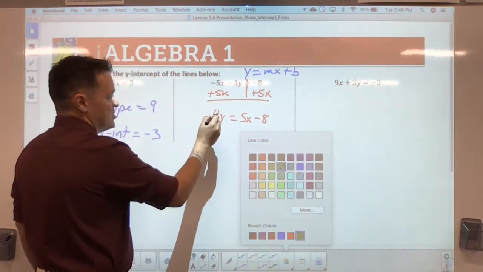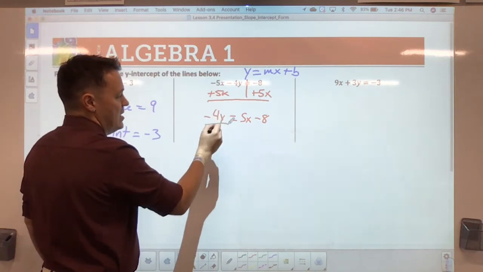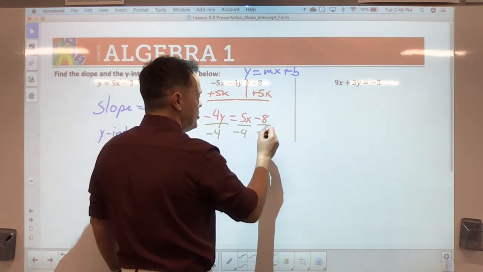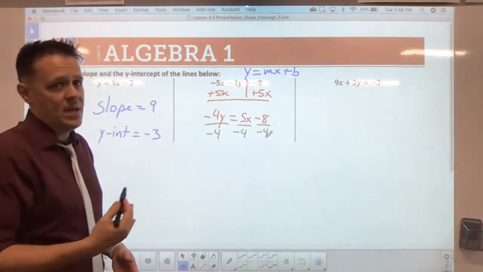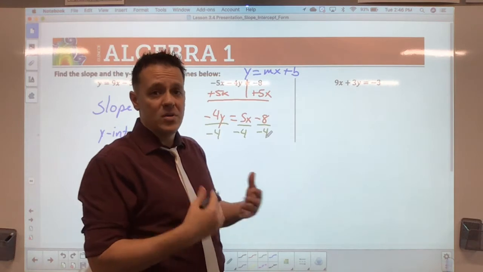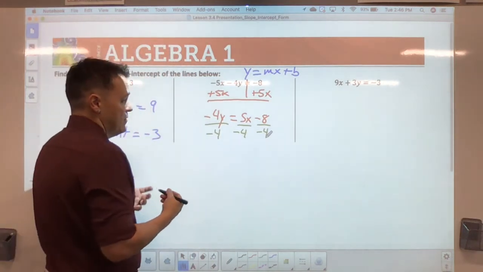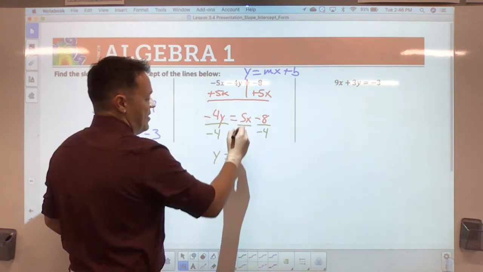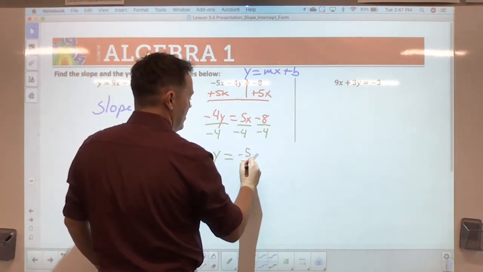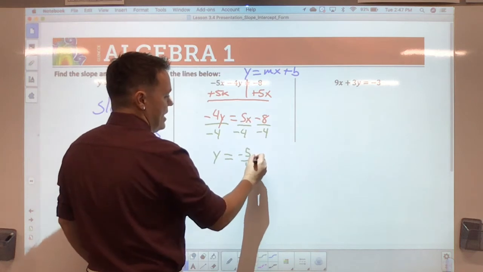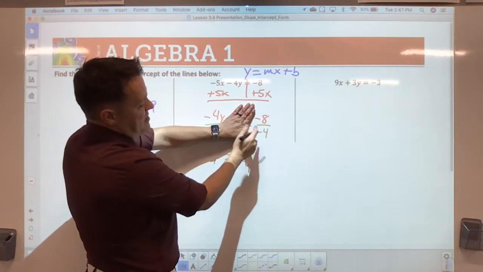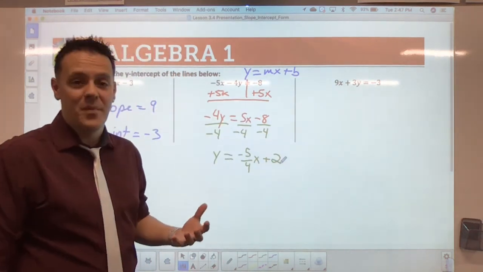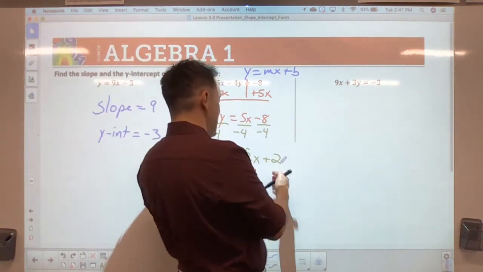Now the last step: this is negative 4 times y. The opposite of multiplication is division, and we talked about how you have to do it to every number on both sides of the equation. You would divide by negative 4. So this cancels out and becomes a 1, so that would be y equals negative 5/4, because you can't reduce that, x, and then negative 8 divided by negative 4 is a positive 2. Okay, so there's that slope right there.